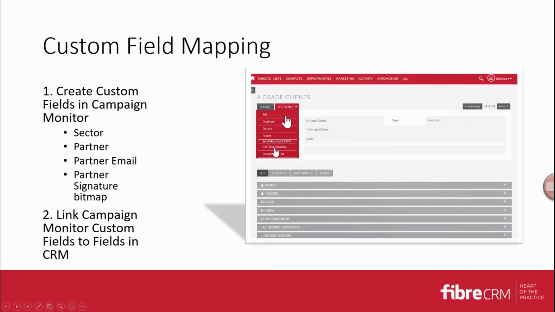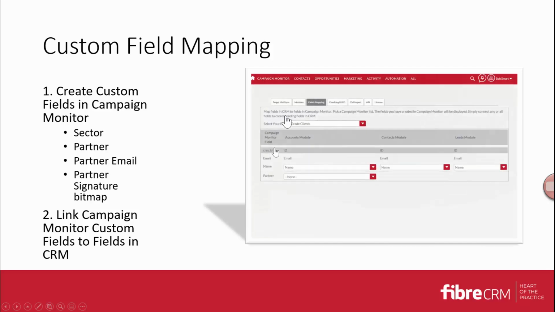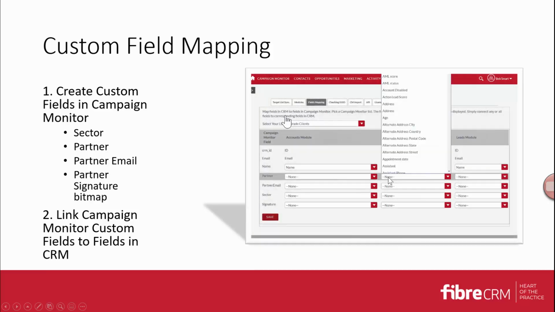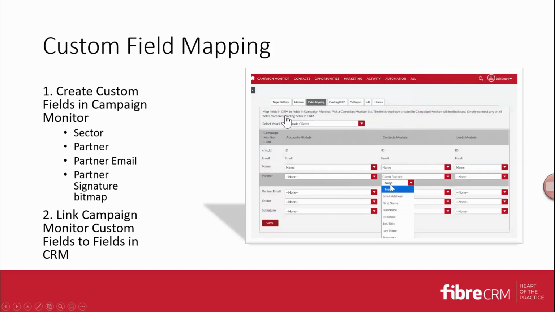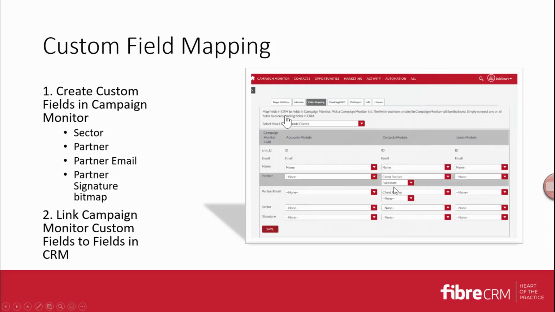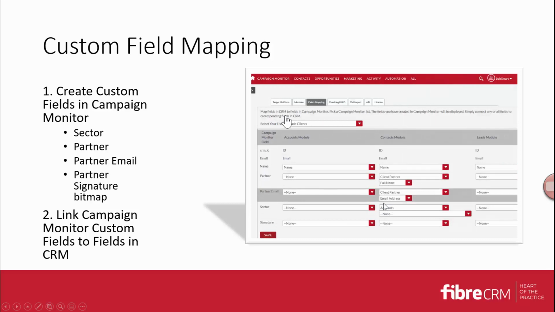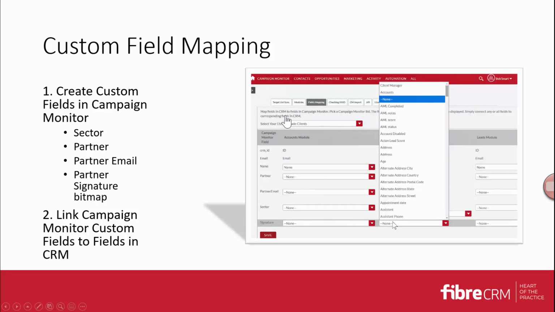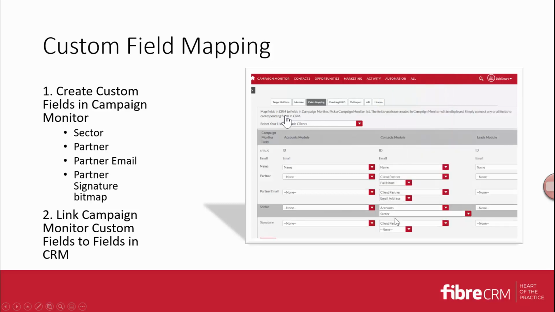So we just go to the Campaign Monitor field mapping, and we go into the relevant field. For partner, we're going to look for the client partner field. That's going to give us all the options within the client partner: full name, and we want the client partner's email address. The sector is under the accounts section or organization section, and then we go and look for the sector field, and then finally the client partner field again for the signature block.